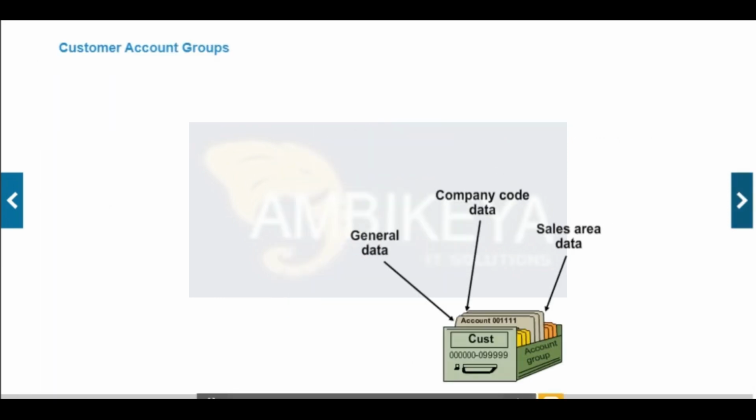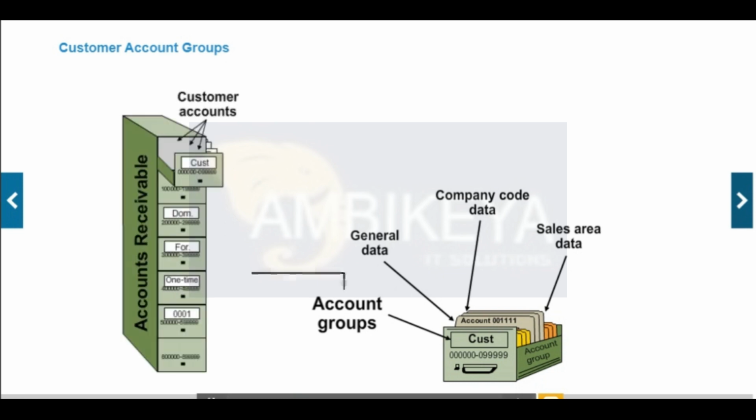In the same way as for general ledger accounts and vendor accounts, customer accounts are stored in various account groups so that they can be organized and managed more easily. The accounts in an account group usually have similar characteristics. For example, you could have one account group for domestic customers, customers abroad, affiliated customers, and one-time customers. Account groups have a number range assigned to them.